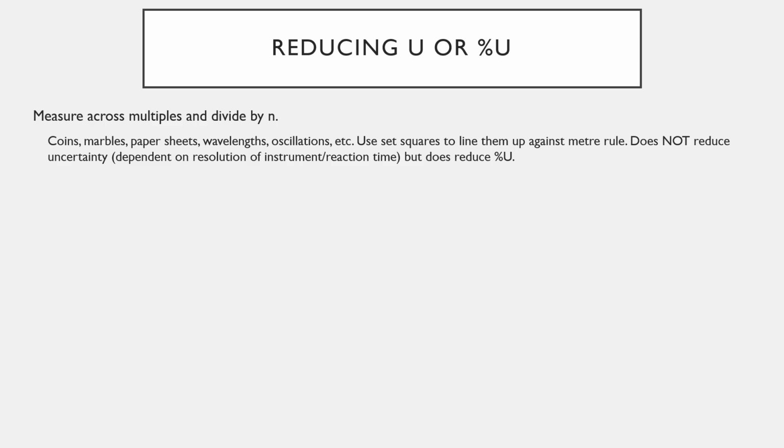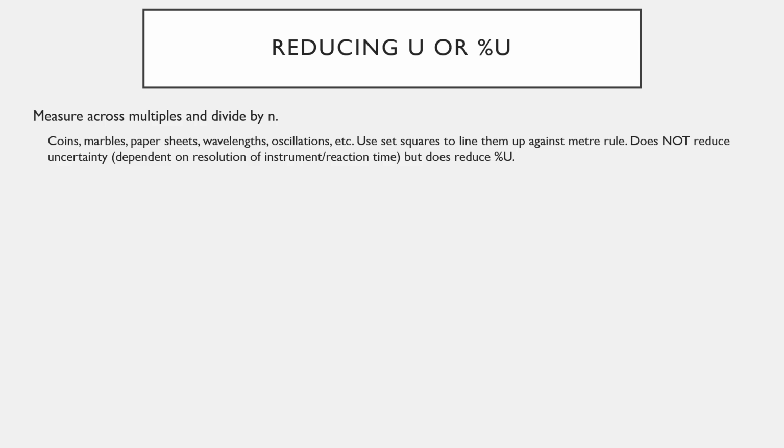Therefore, the uncertainty in a measurement using a meter rule is 0.5 millimeters, and you would then use that to calculate your percentage. So 0.5 millimeters over, let's call it 200 millimeters, times 100 is going to give you your percentage uncertainty in your length measurement. Now, how do we reduce the percentage uncertainty? Well, the first way to do it is to measure across multiple objects.